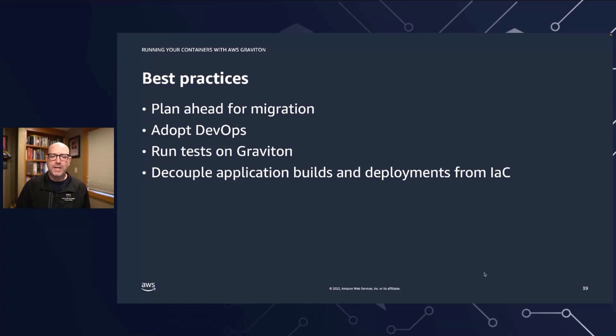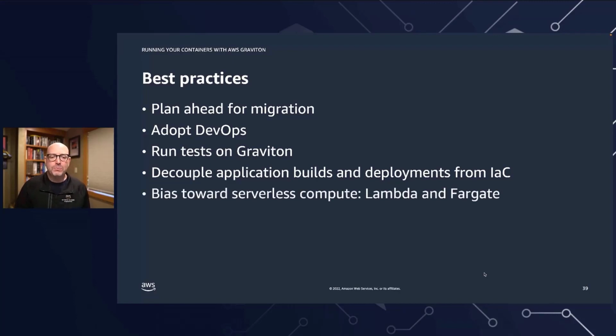As I said before, we recommend decoupling application builds and deployments using infrastructure as code. And so we recommend using pipelines to build applications, and we recommend pipelines for doing deployments. We recommend, however, deploying your infrastructure separately. So things like VPCs, clusters, etc. Keep those in separate stacks from your application builds.